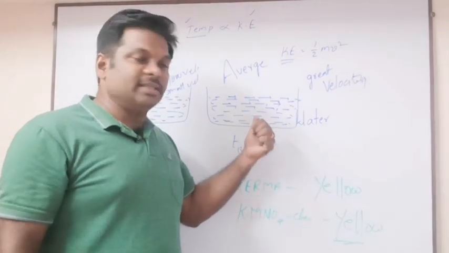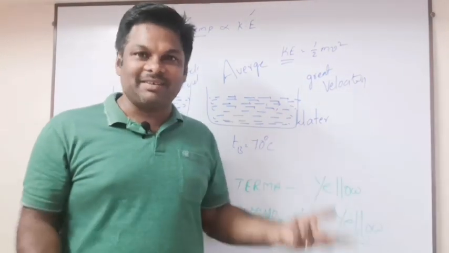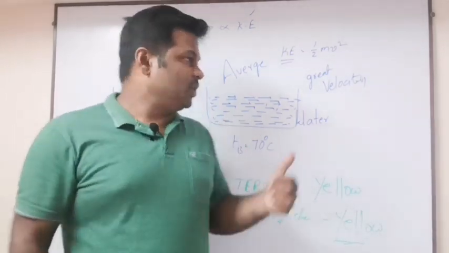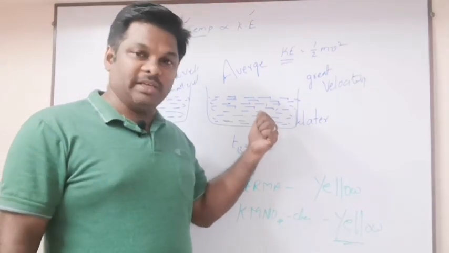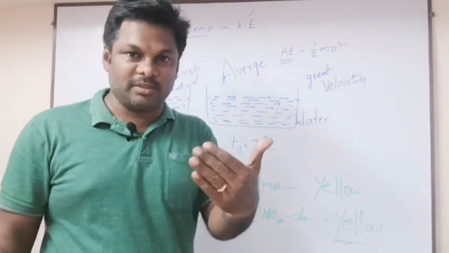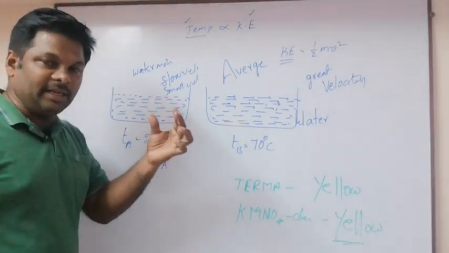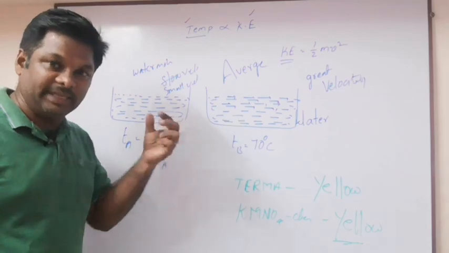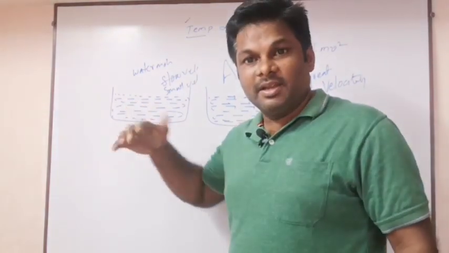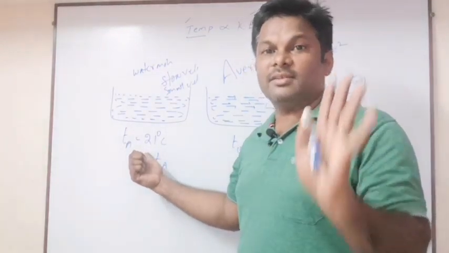If you increase the average kinetic energy of the molecules, then temperature also will increase. How can you increase the average kinetic energy? By supplying heat energy. You can increase the average kinetic energy of the molecules, and when you increase it, temperature also will increase. Here only a little heat was supplied to this system. That is why the average kinetic energy is very low, and that is why the temperature is very low.